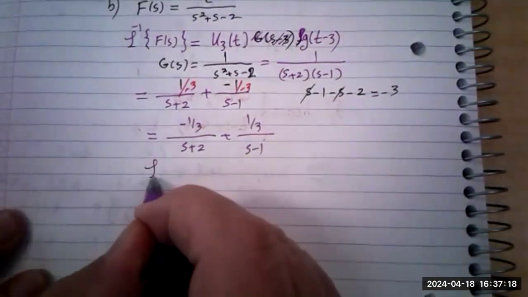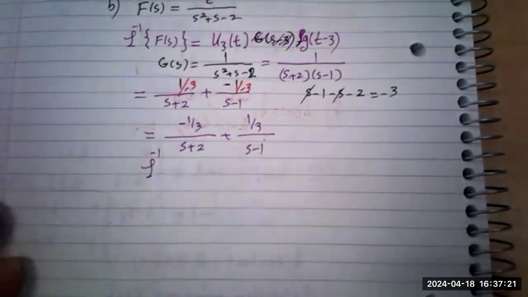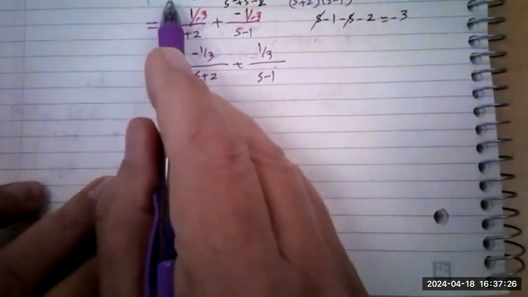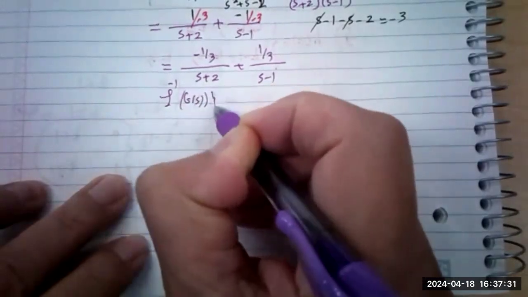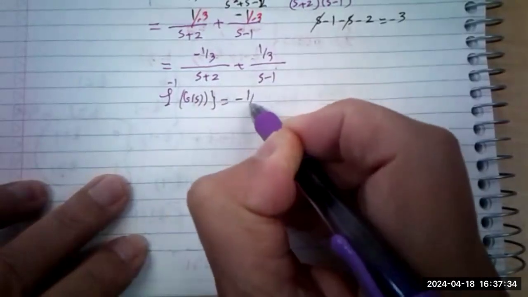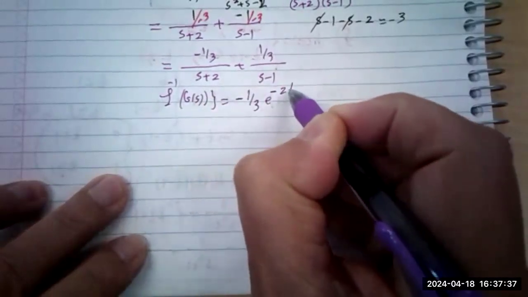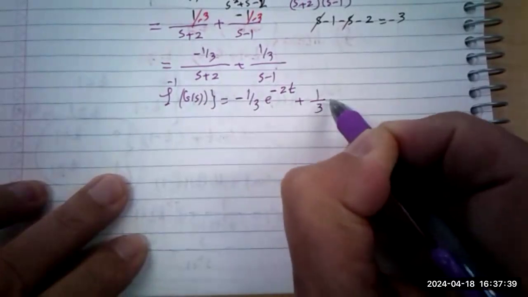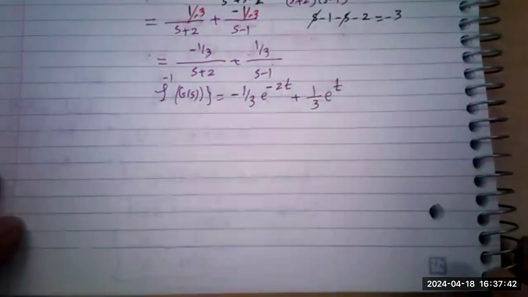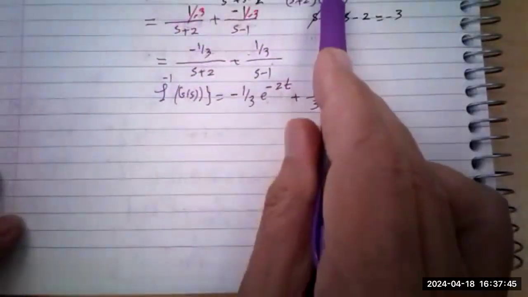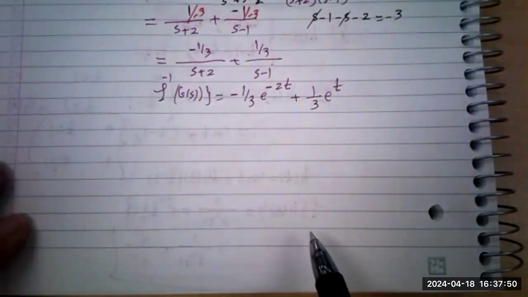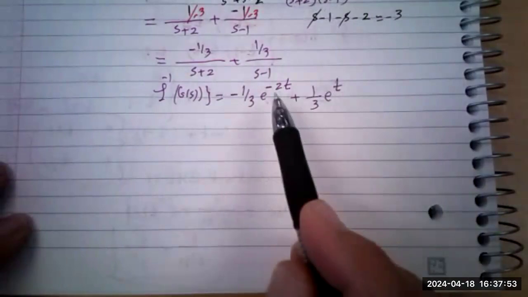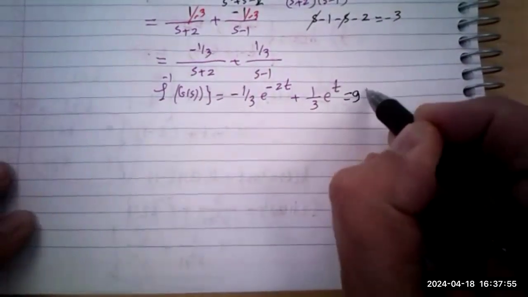So what is the Laplace inverse of that function? This is it, the Laplace inverse, I call it g of s. So the inverse of the first one is negative 1/3 e to the negative 2t, and this is going to be positive 1/3 e to the t. So you're going to take it up here, and you're done. If you like, this is the one we call G of t.